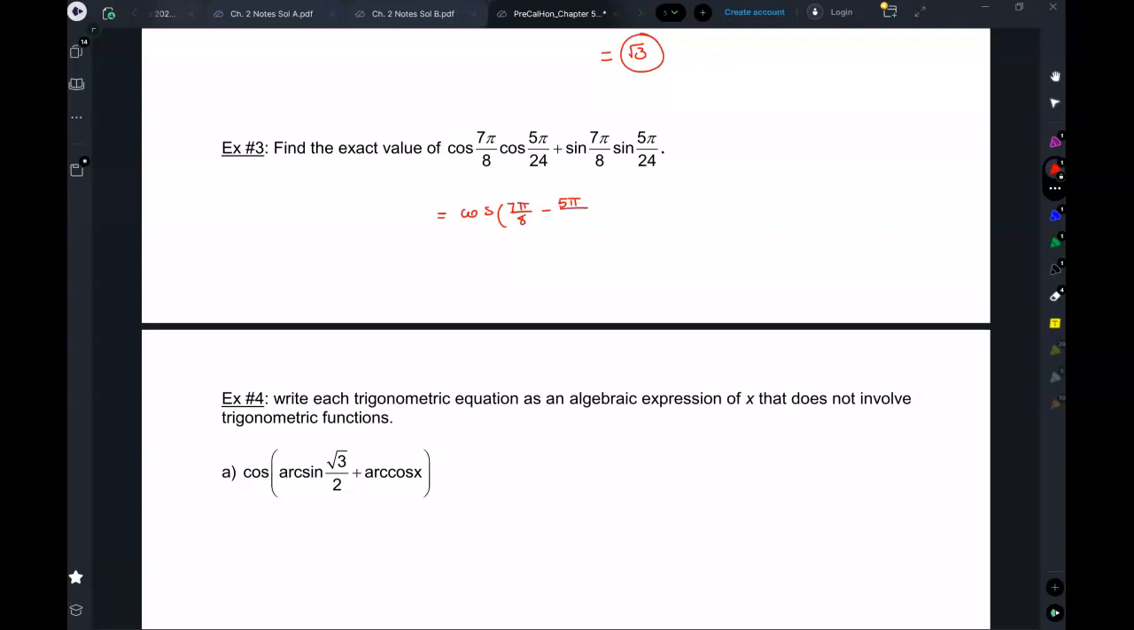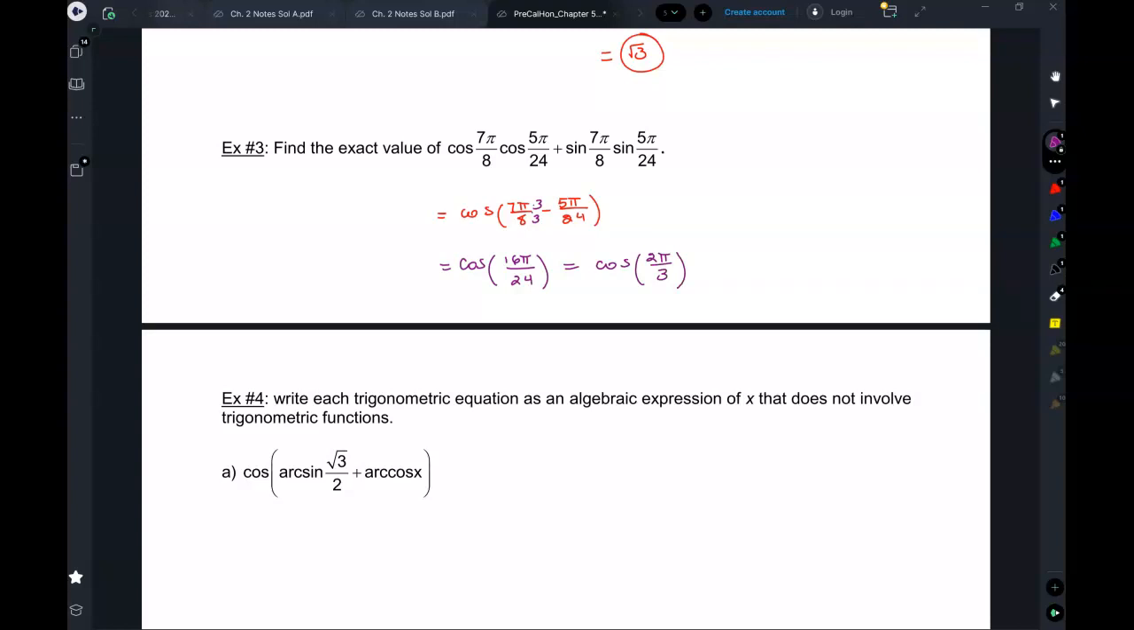Minus, because remember the cosine switches the plus to minus. So now we do a little bit of common denominator, right? We're going to multiply this by 3, this by 3. 21 pi minus 5 pi, 16 pi over 24, which is cosine 2 pi over 3.